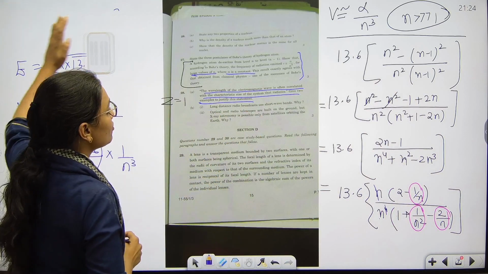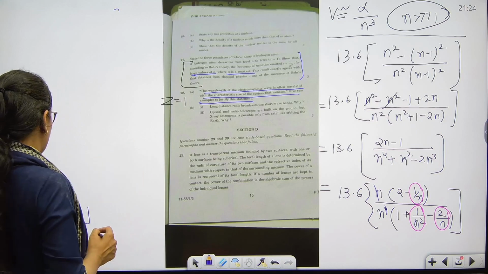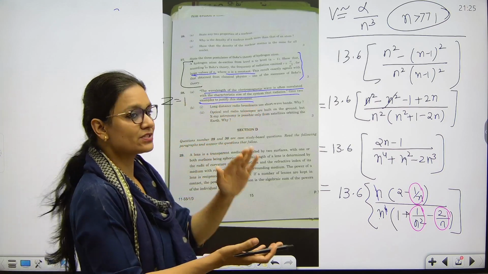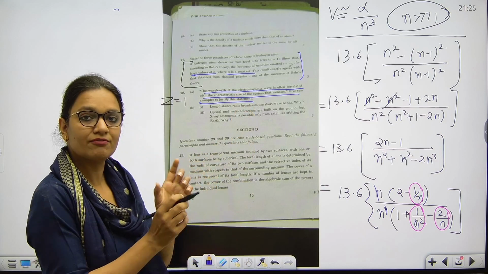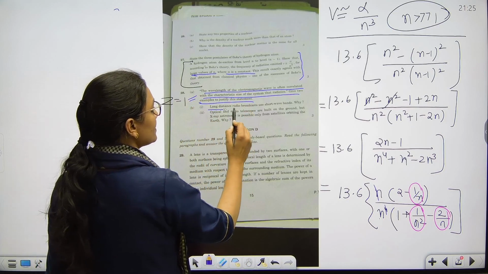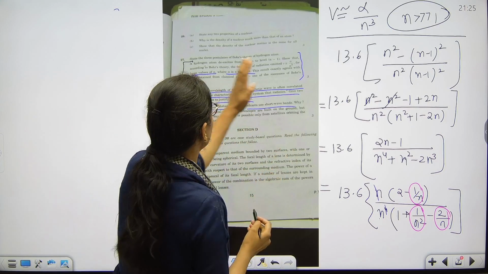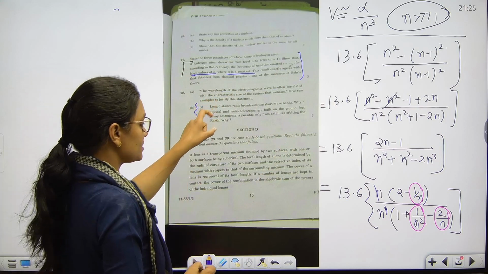The wavelength of the electromagnetic wave is often correlated with the characteristic size of the system. You can give the example of ray optics, wave optics, the phenomena which can be visible. So any example you can give here. Long distance radio broadcast, short waveband, theory questions. I am not taking them. These are just static data based questions.